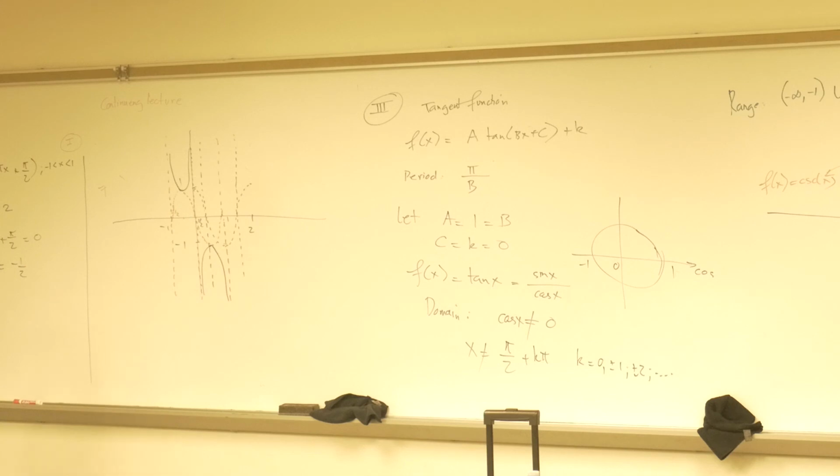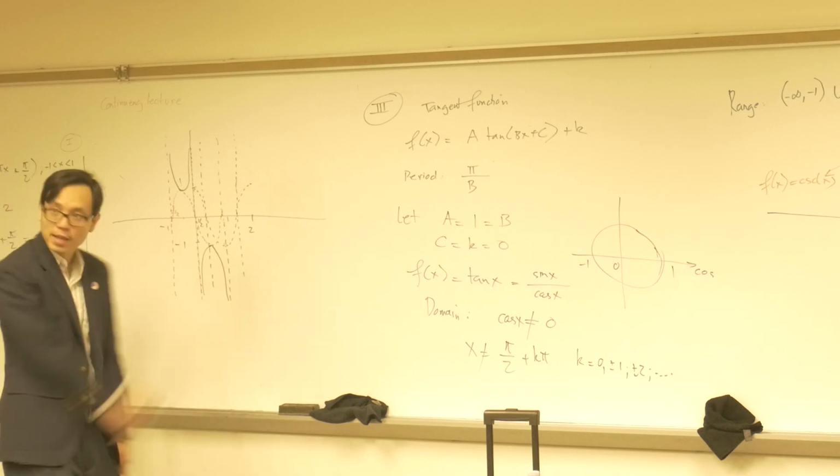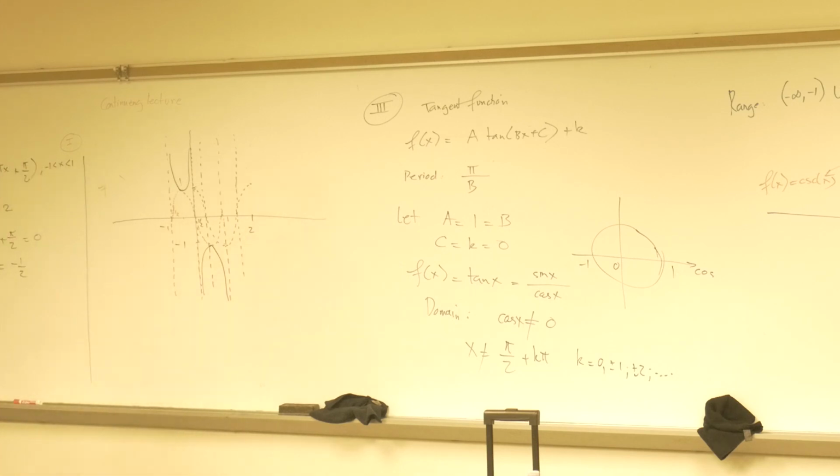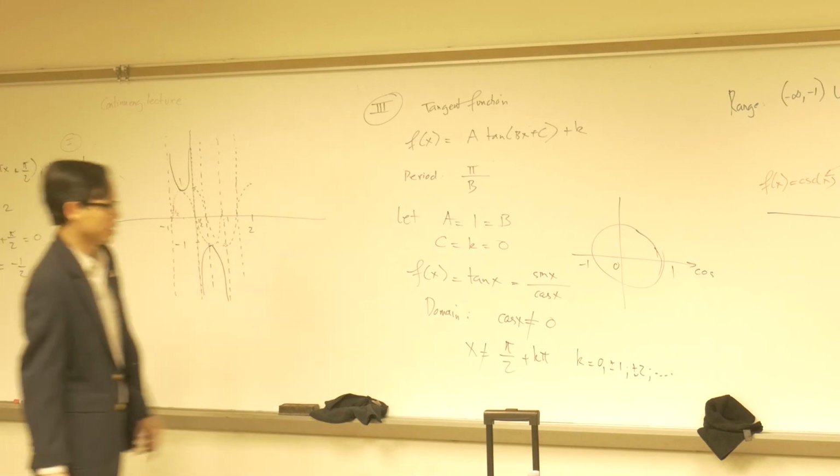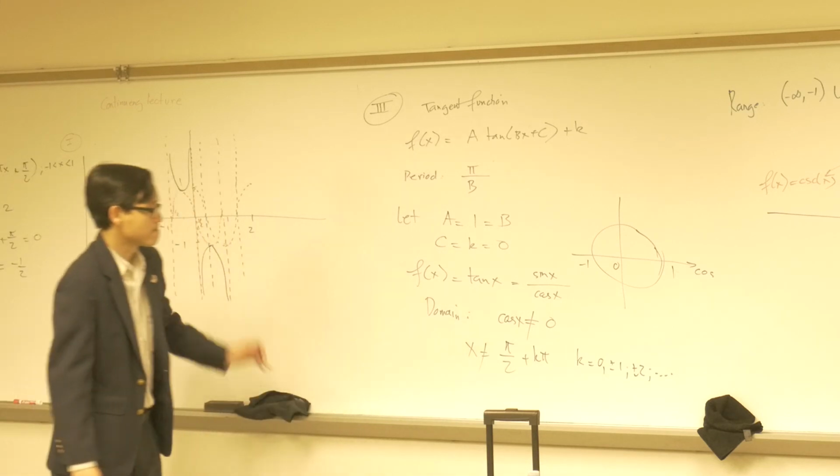So that will be the domain. And you see that because of that domain, we have a vertical asymptote at pi over 2, at 3 pi over 2. The same thing as we have asymptotes for the secant, and for the cosecant also. All right, so let's see how we can graph the tangent.